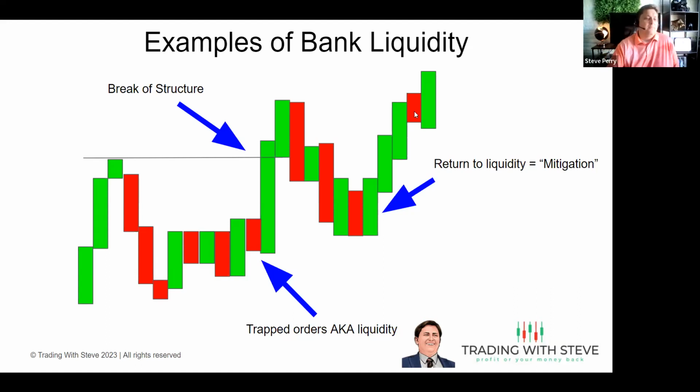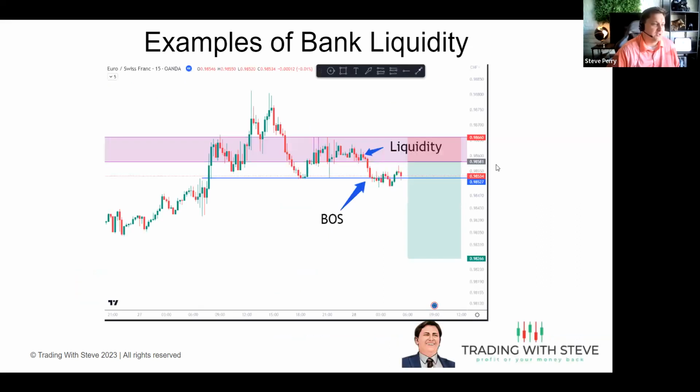That's the concept, right? So this is also known as mitigation. Mitigation is where the market comes down and touches into liquidity or the thing that created the impulse. So when the market comes back to that, it's mitigating whatever trapped orders existed in that zone, and now the market's off to the races. Okay. Let's look at some live examples.